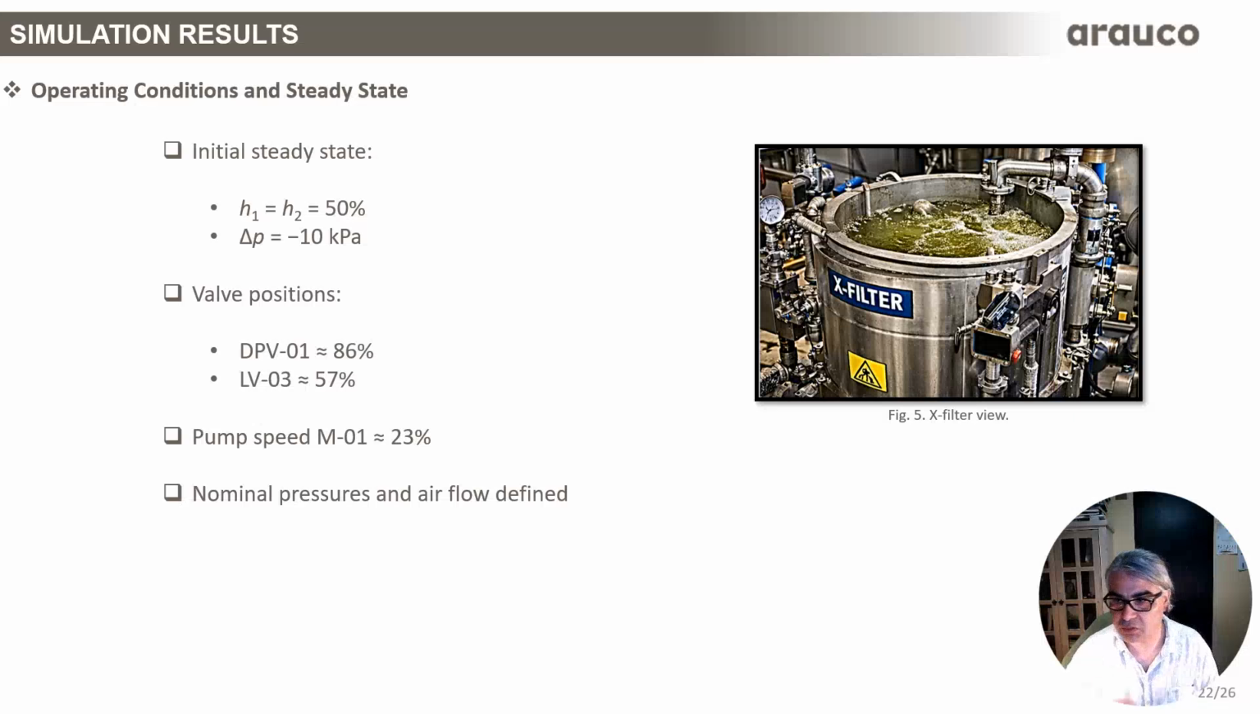Now, all simulations start from a well-defined stationary operating point representative of normal mill operations. Liquid levels are initialized at 50%, pressure differential at minus 10 kilopascals, and valve and pump positions correspond to realistic operating values observed in industrial environments. This ensures that all transient responses are evaluated around a physically meaningful operating regime.